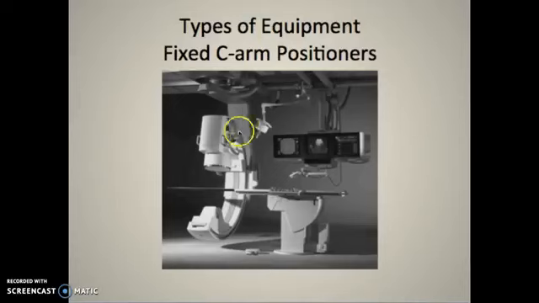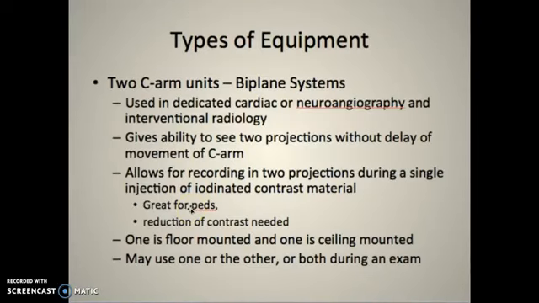So here's a typical unit. This is ceiling mounted, you can see here, and this is the C-arm, and the table slides and the C-arm slides. So there's a biplane unit, which is great for any kind of neuro work. You can see two projections at the same time, which is pretty cool. It's great for pediatrics and the reduction of contrast.